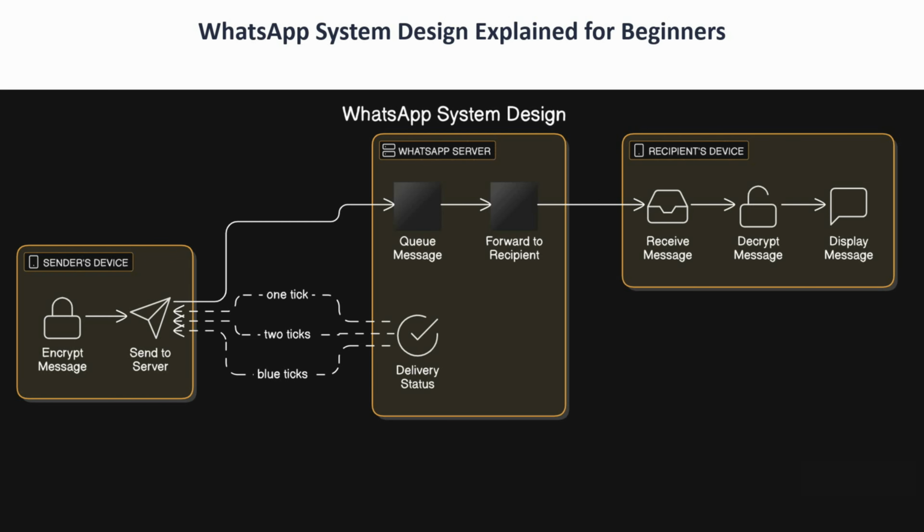Here you can see what are the different blocks involved in WhatsApp system design. Here you can see the sender device. Here you can see the WhatsApp server. And here you can see the recipient's device.